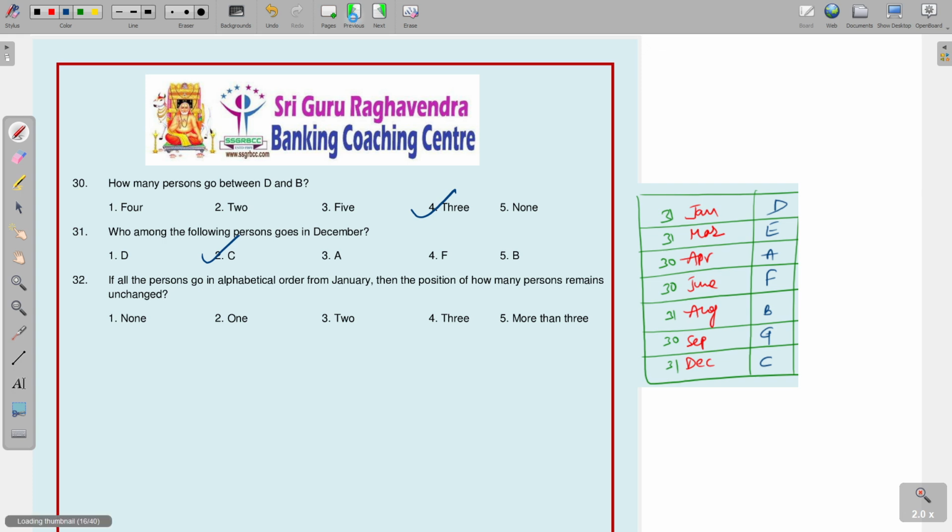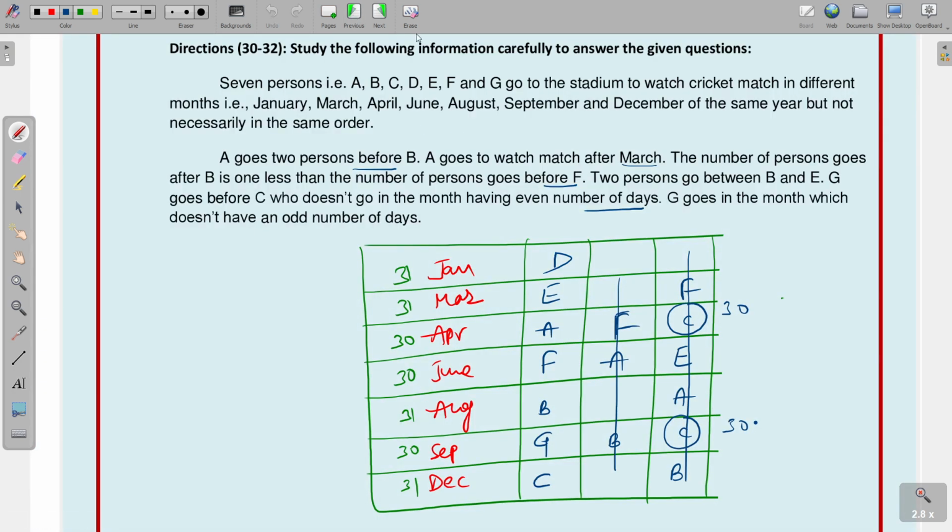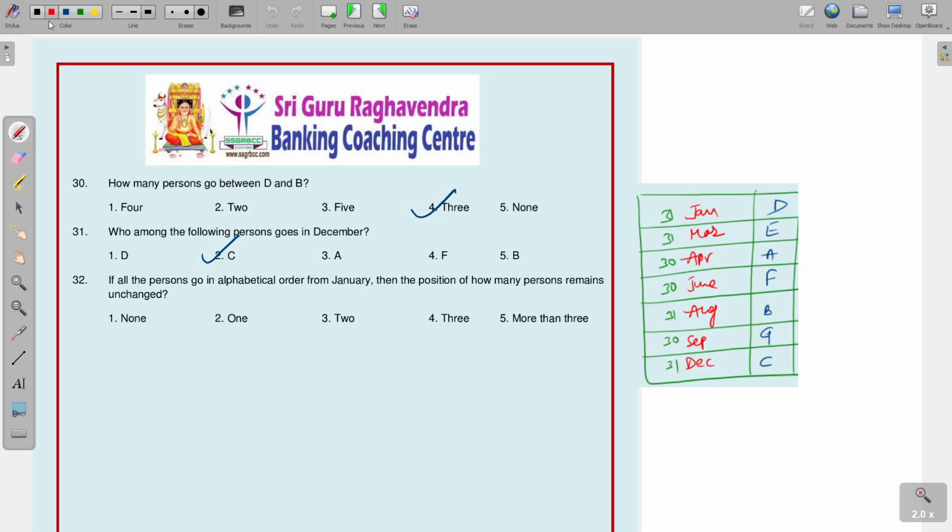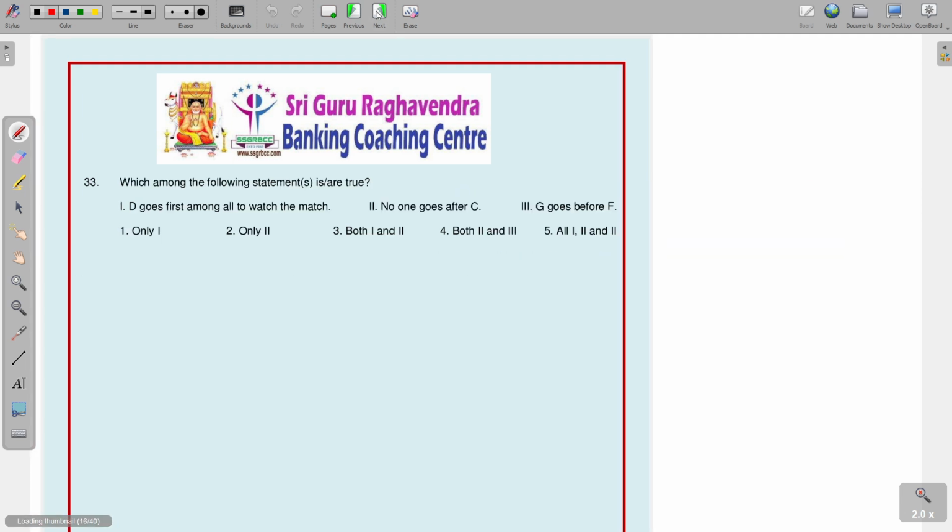So see, starting from A to G: A, B, C, D, E, F and G. So none is the answer, no one is unchanged. Next, which among the following statements is true? D goes first among them to watch the match.